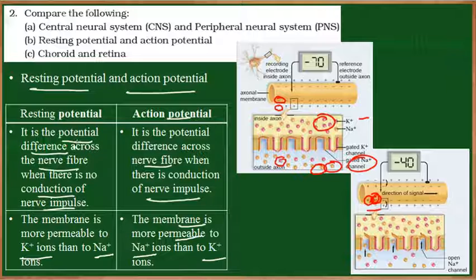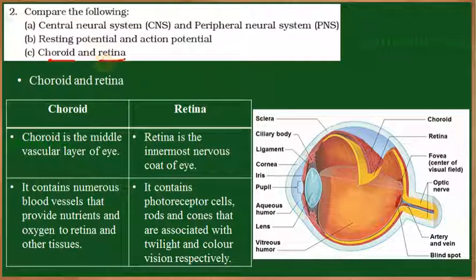Resting potential is the charge difference in the nerve fiber when there is no nerve impulse. During this, the inside is negatively charged and the outside is positively charged. So the axon membrane is more permeable to potassium when compared to sodium. The action potential is the charge difference along the nerve fiber when there is a nerve impulse. So inside will be positively charged and outside will be negatively charged. During this, the sodium membrane channels are open and the membrane becomes more permeable to sodium ions when compared to potassium ions. The next one is choroid and retina.